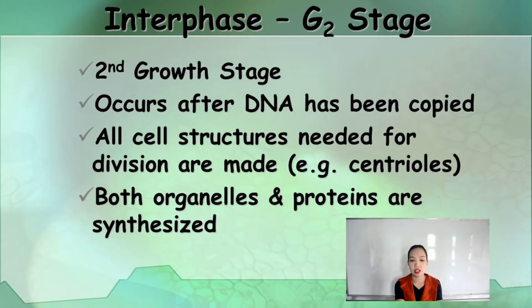The G2 stage, the second growth stage. It occurs after DNA has been copied. It is where all cell structures needed for division are made, such as the centrioles. Both organelles and proteins are synthesized.